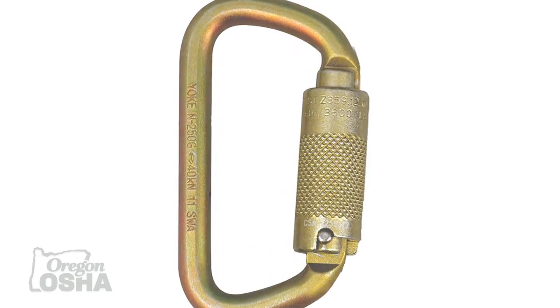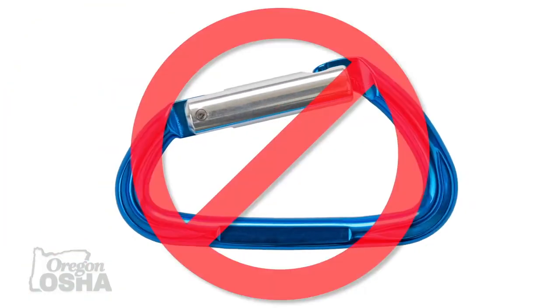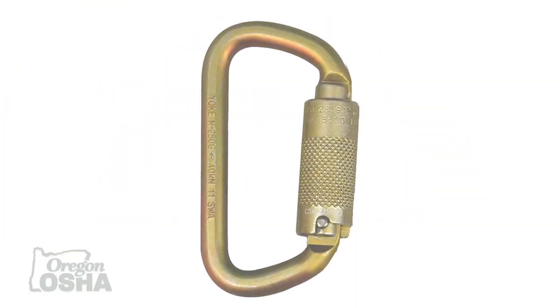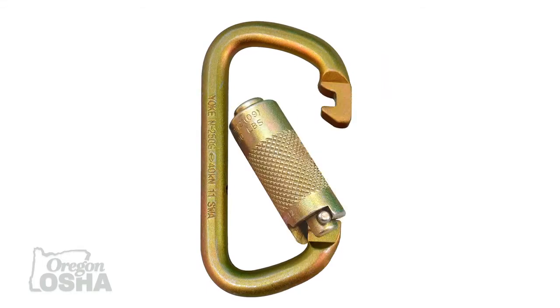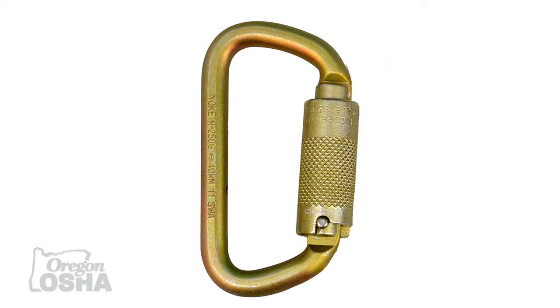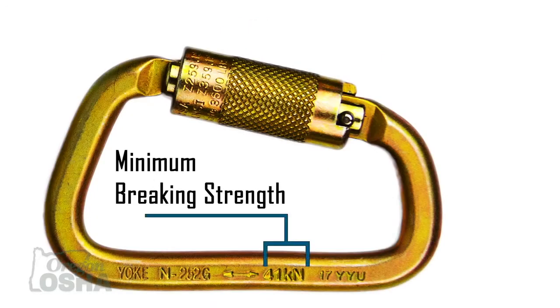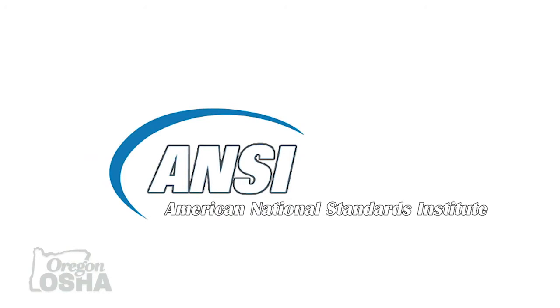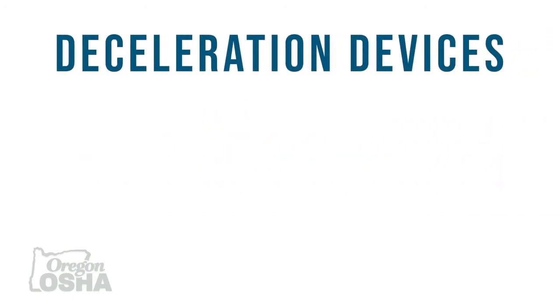It's important to note that not all carabiners are appropriate for your fall protection system, since they must be auto-locking, require at least 2 separate and consecutive movements to open, and be capable of withstanding 5,000 pounds of force. This means they meet the ANSI Z359 requirements. The final component we will be defining in this video are deceleration devices.